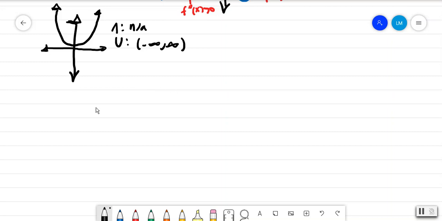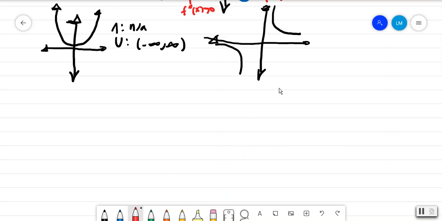But if we look at, for example, 1 over x, you have something like this. Well, here, this is actually way different. This equation, 1 over x, is concave down from minus infinity to 0, and then it's concave up from 0 to infinity. So the concavity actually did change, but there was no inflection point.